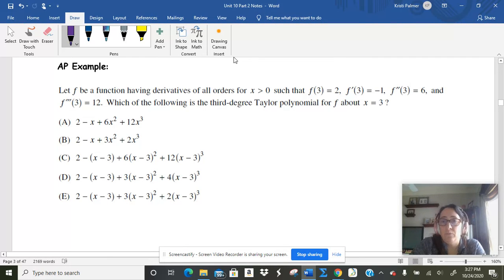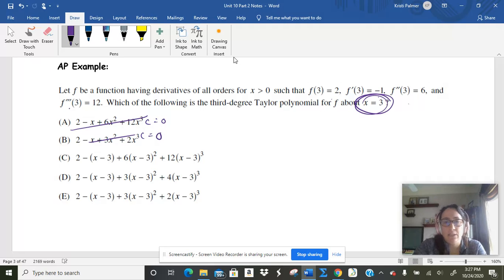Okay, this is one where they're kind of just giving you what those are, and they want you to write it. We are centered about 3. So if we're centered at 3, these guys are out because they are centered at 0. So that's the first thing I'm just going to use. Hey, I'm centered at 3. So all of those are centered at 3.